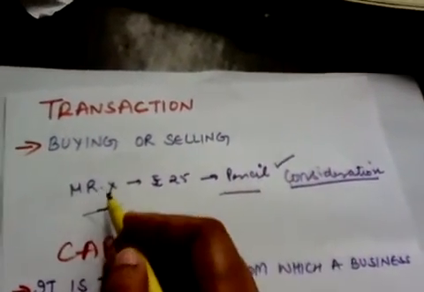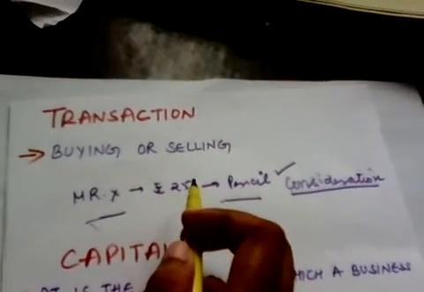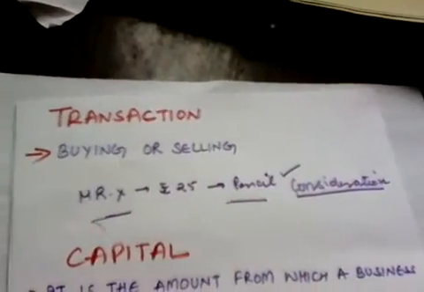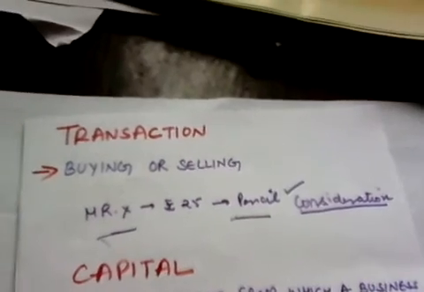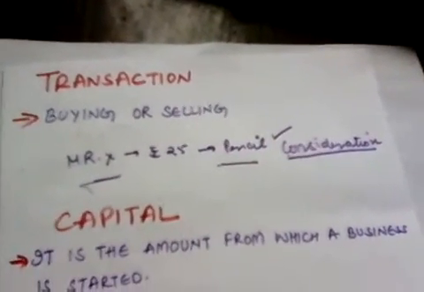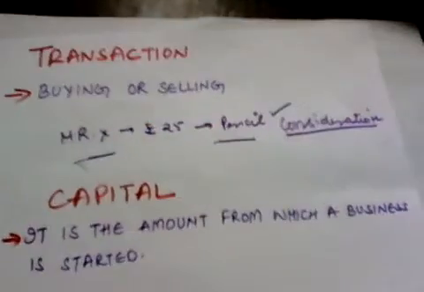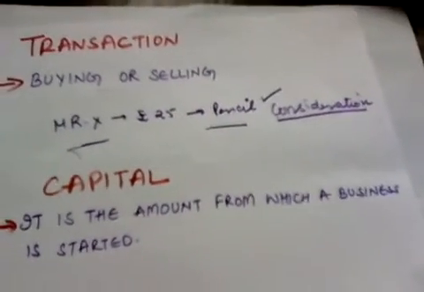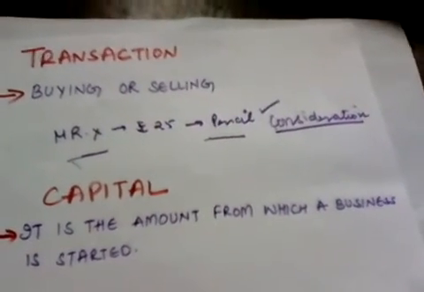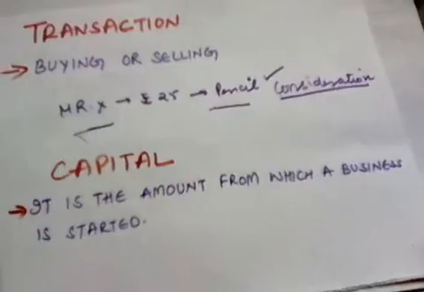Suppose Mr. X gifts you a pencil. That means he is not getting something in return. So if he gifts you a pencil, this will not be regarded as a complete transaction. So only complete transactions are being recorded in the books of account. I hope you are getting what I am saying.